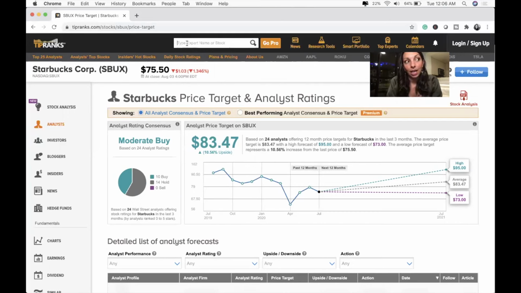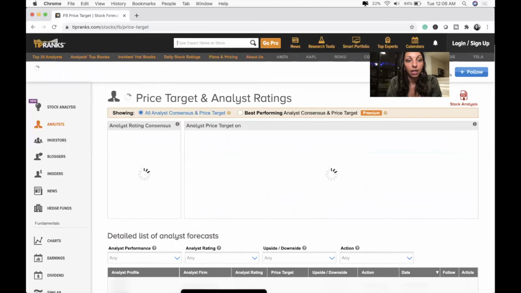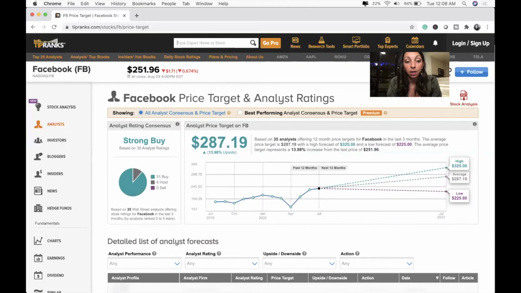Okay, we looked at Apple. What about Facebook? We talked about using Instagram and Facebook all the time. That's projected to be a 13.9% upside. 35 people have reviewed it. And that cone of projection isn't too bad because it's at 251 right now, and they're saying the low is 225. It's not the worst. Okay, so Facebook looks good.